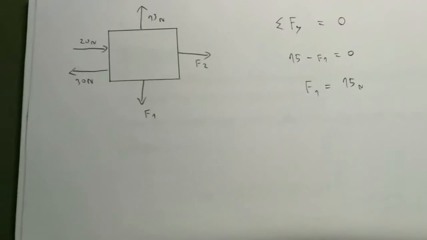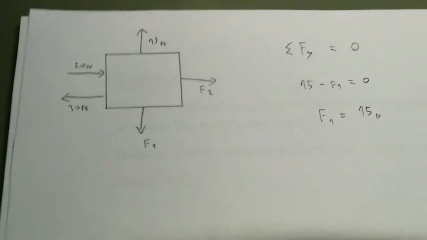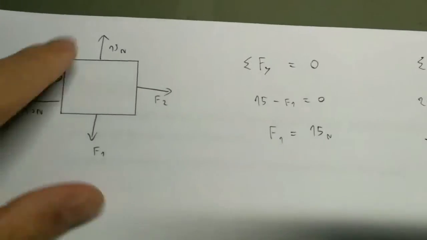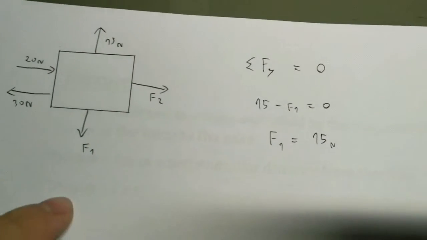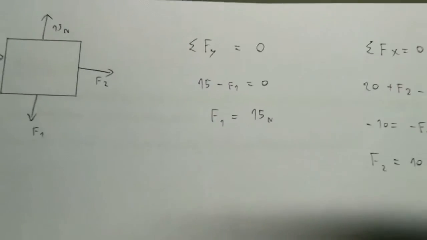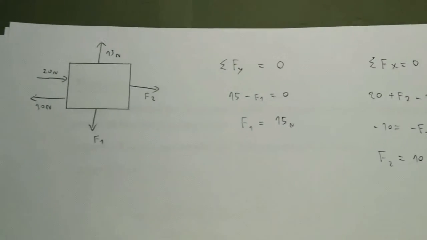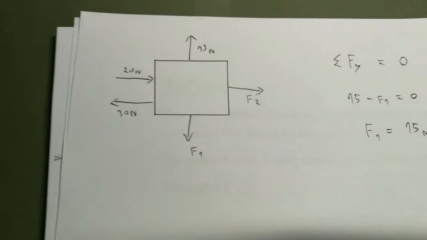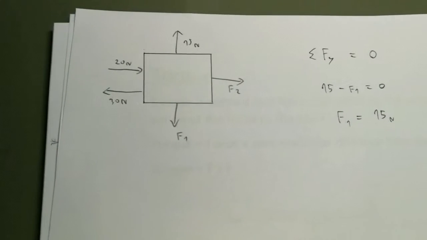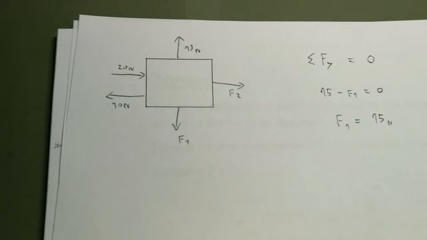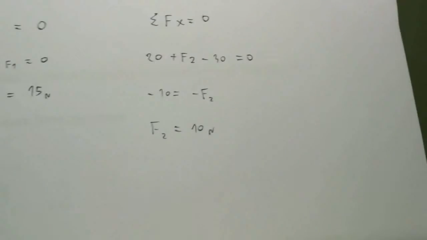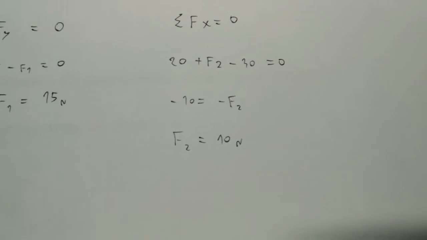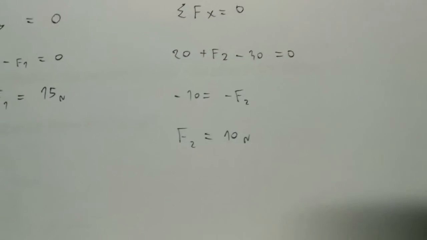Here's some exercise. How to find F1? We use sigma Fy equal to 0, then 15 minus F1 equal to 0, and then F1 equal to 15. We do the same for F2. 20 plus F2 minus 30 equal to 0 here. So negative 10 equal to negative F2. F2 equal to 10 Newton.